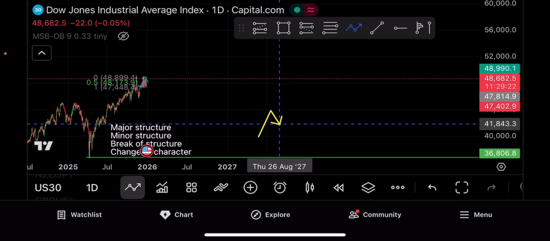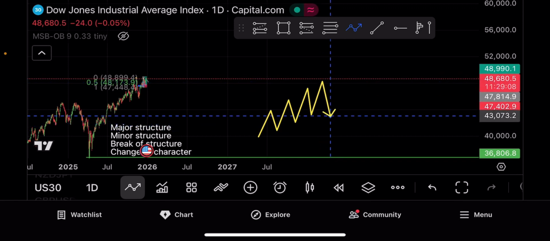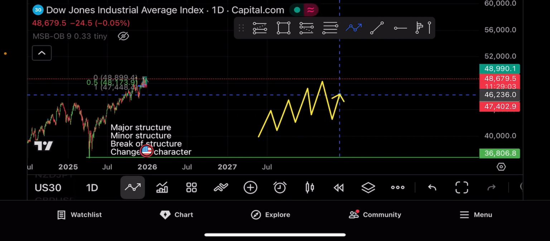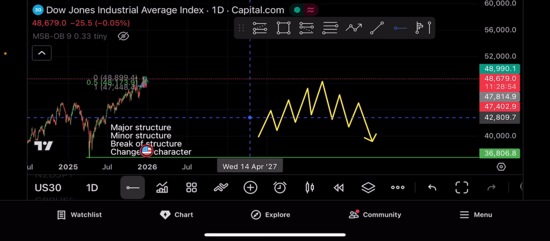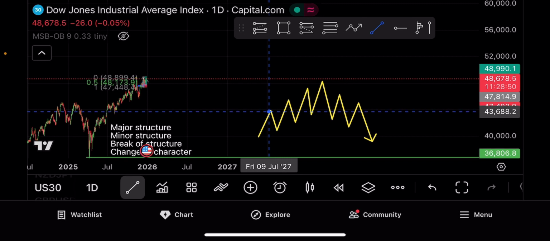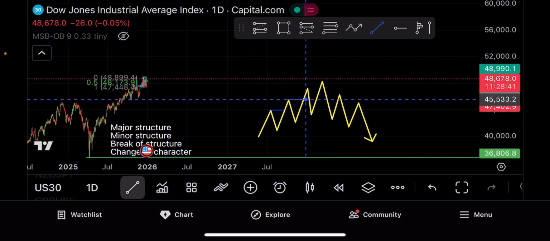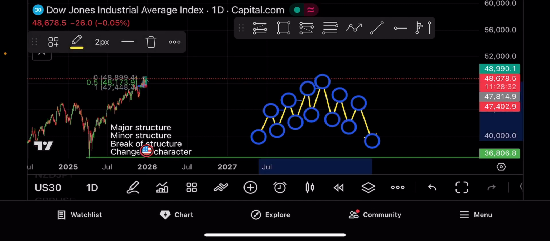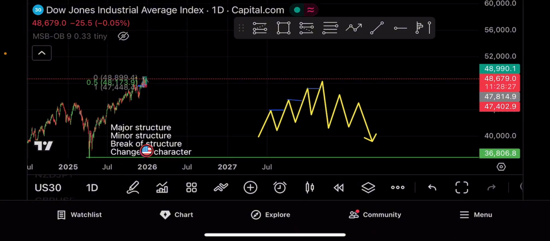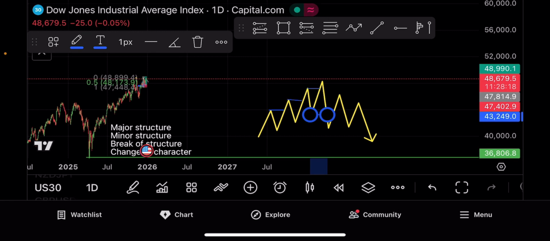We have higher high, higher low, higher high, higher low, higher high, higher low, higher high. Then, instead of printing a higher low, we have a lower low. Then lower high, lower low, lower high, lower low. All these points here are breaks of structure. Then, because of this break to the downside, instead of creating a higher low, it created a lower low. So instead of a break of structure, that is a change of character, because it has changed the movement of the market from uptrend to downtrend.